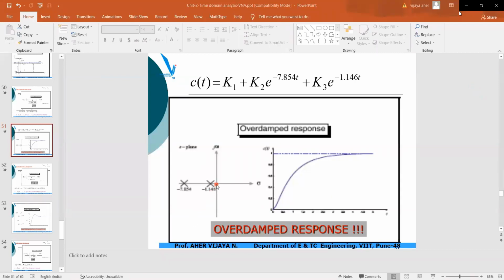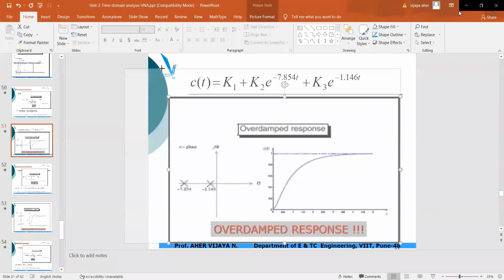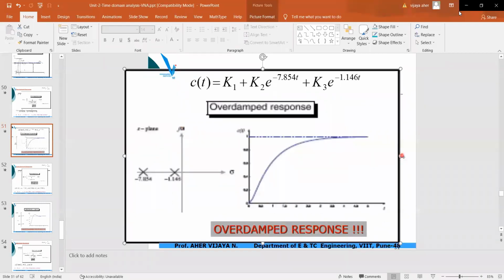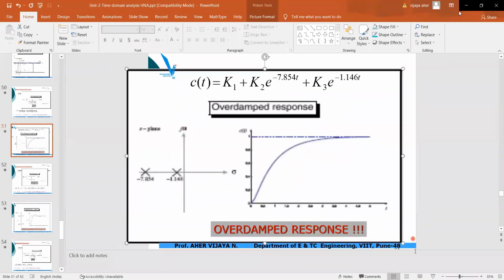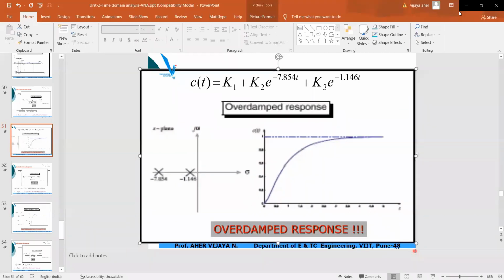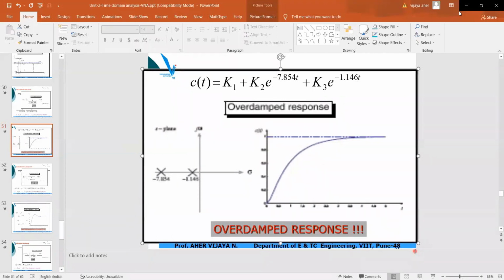Now plotting the poles. So this is your S plane. Is it visible now? थोडंसं एनलार्ज केलं, व्यवस्थित दिसतंय का मुलांना? येस मॅम. Overdamped system, overdamped response. So we are having two poles. First pole at minus 1.147.